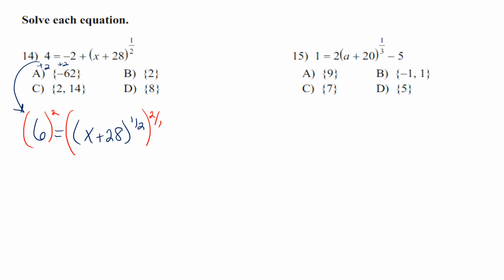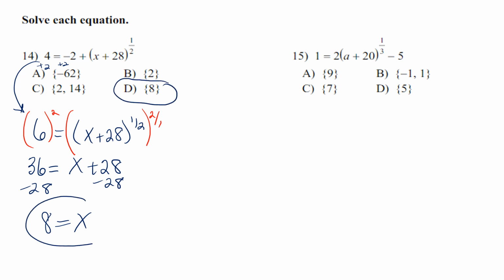All right, so 6 squared is 36, and x plus 28 to the 1/2 squared just gives me an x plus 28. Subtract 28 on both sides of your equation, and solve just to get x equaling 8. There we go. So that's only answer choice D. Again, if it doesn't say no solution as an answer choice, I know that what I get has to work. I love that. Less work for me.